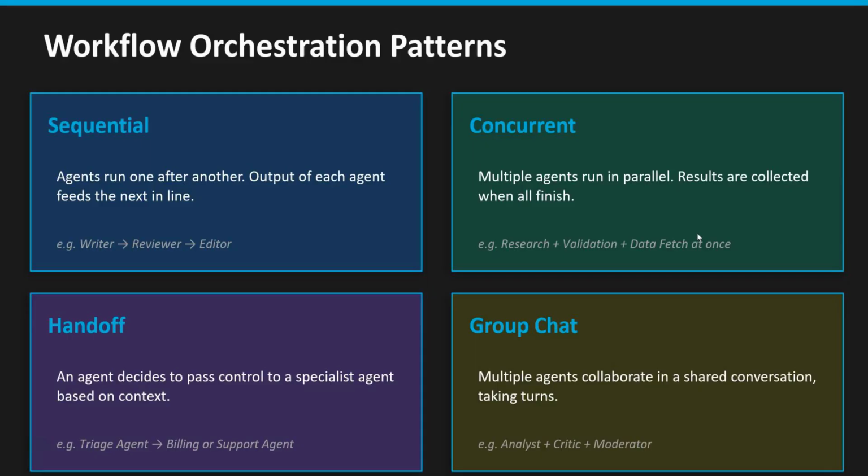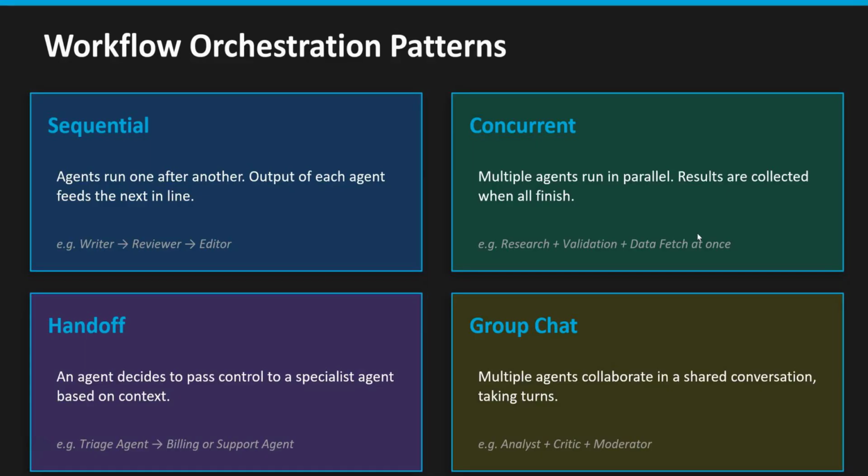Handoff is where things get more dynamic. Here, one orchestrating agent decides which specialist agent should handle a request. Think of a customer support system. A user submits a query and the main agent analyzes it. If it is a billing issue, it routes it to a billing agent. If it is a technical issue, then it hands off to a troubleshooting agent. So instead of one agent doing everything, you delegate to the right expert.